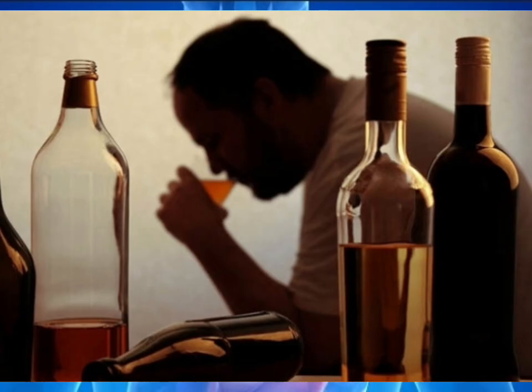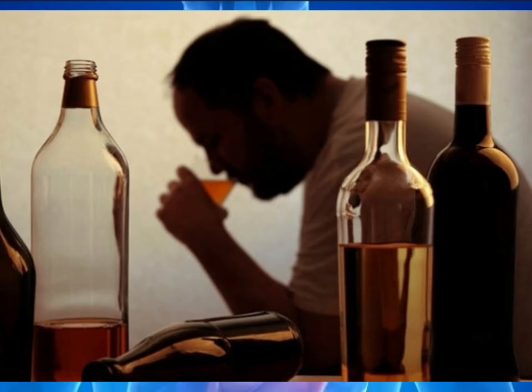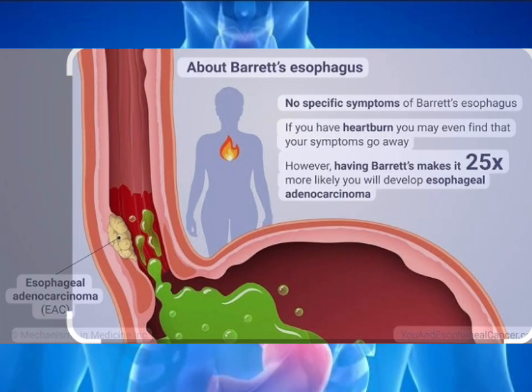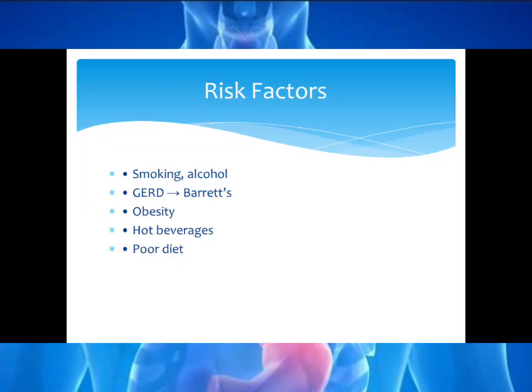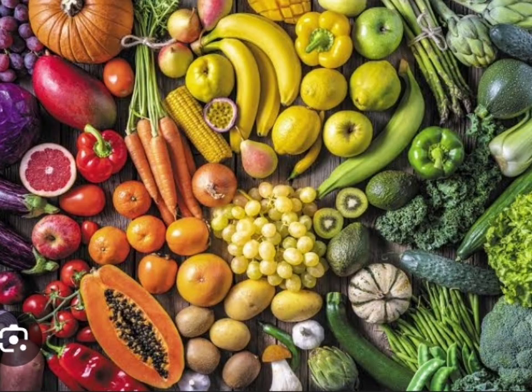Heavy alcohol consumption, synergistic with tobacco for esophageal squamous cell carcinoma, produces local mucosal injury and metabolic carcinogens. And chronic gastroesophageal reflux disease, which leads to Barrett's esophagus, intestinal metaplasia, increases the risk of adenocarcinoma. So chronic gastroesophageal reflux causes adenocarcinoma. Dietary factors: low intake of fresh fruits or vegetables, which means antioxidant deficiency.